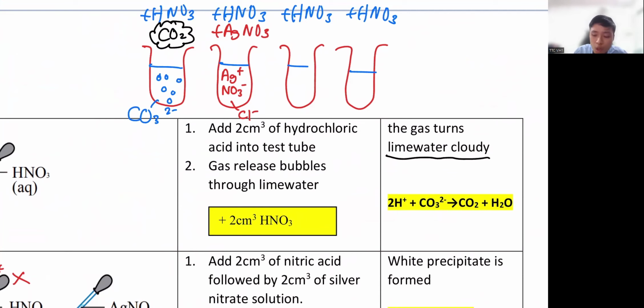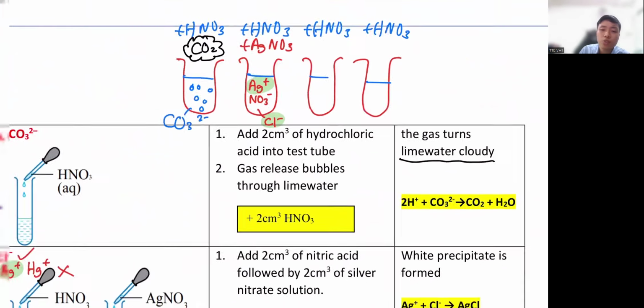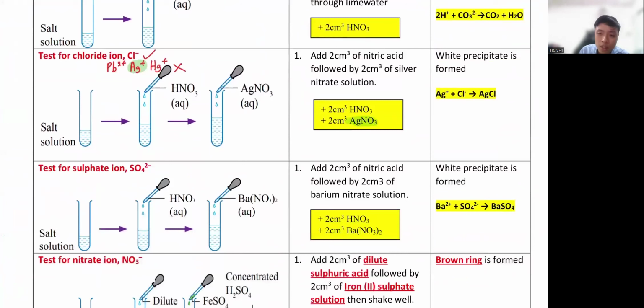So what happens is this Ag plus now finds another partner. Its partner was NO3 minus, but now the Ag plus is free, trying to find another partner. If inside I have Cl minus, it will react with Cl minus. What do you get? You get AgCl. AgCl means insoluble. Insoluble means you get a white precipitate formed.